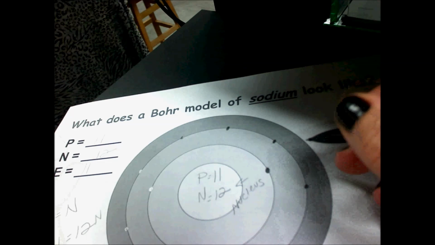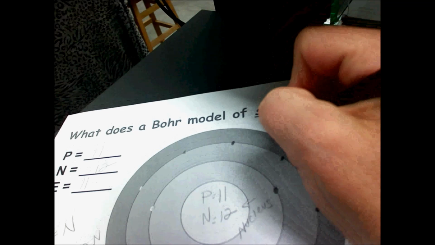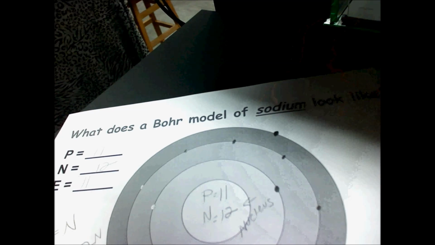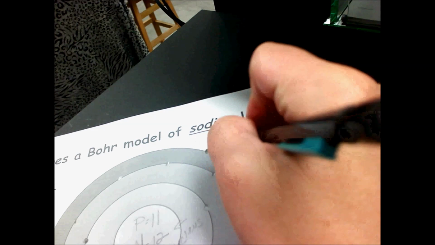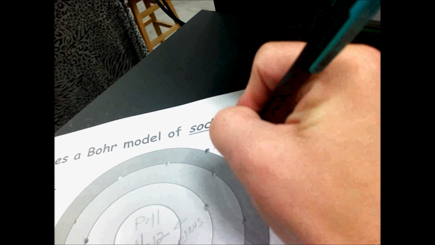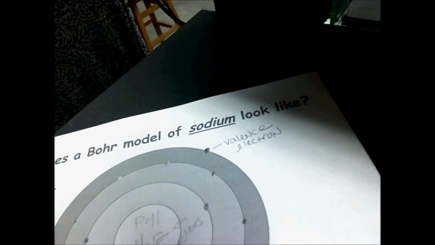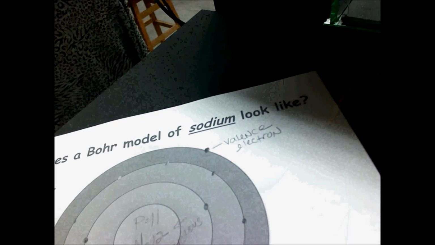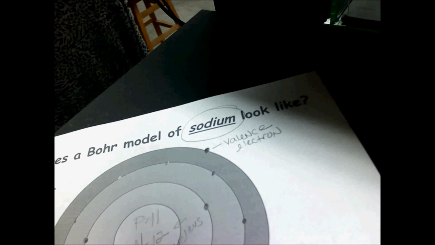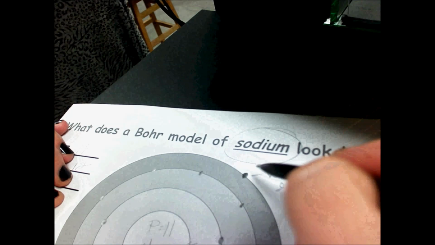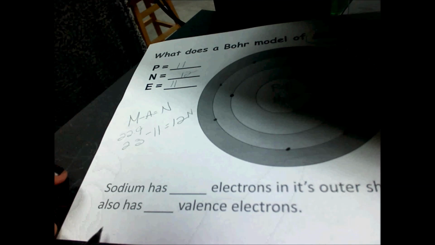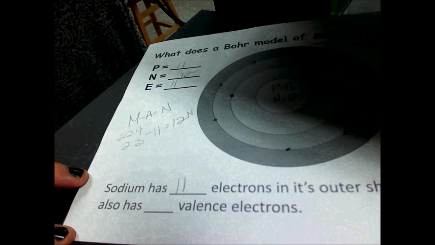So we need the third energy level, and we need 1 more electron to be there. Now remember that this outermost ring is what we refer to as our valence level, and that is our valence electron. So in this particular example, for sodium specifically, the atom of sodium, we are given 1 valence electron. So let's look down here at the bottom. So sodium, remember, has 11 electrons in its outer shell.